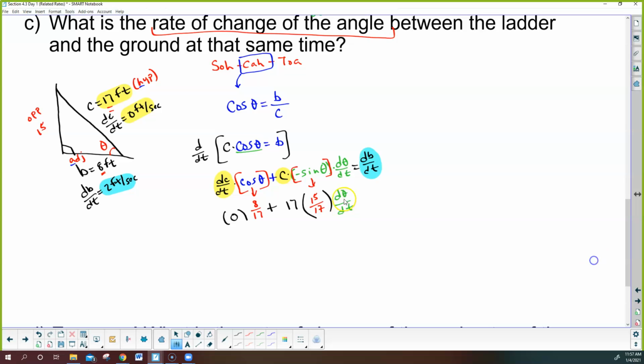I don't know what d theta dt is. That's what I have to find. And then I know what dB dt is. That was equal to 2.